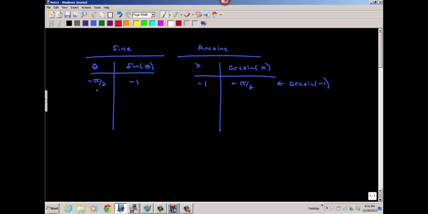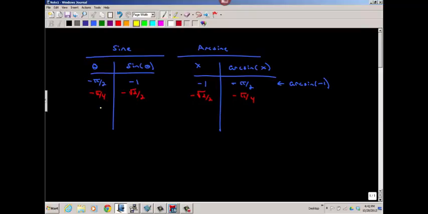So let's try another one. Let's do -pi/4. The sine value at -pi/4 is -√2/2. If I input -√2/2 into the arcsine, it'll give me back out a value of -pi/4. Essentially, whatever was x and y over here gets switched over here.